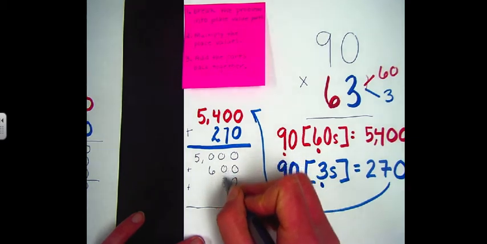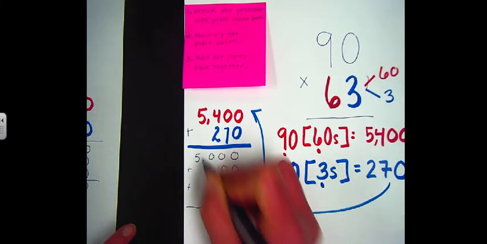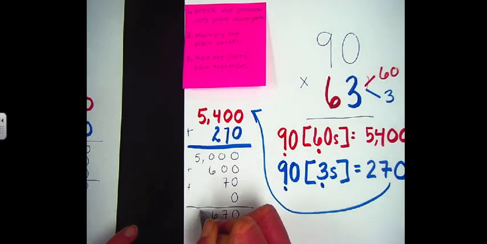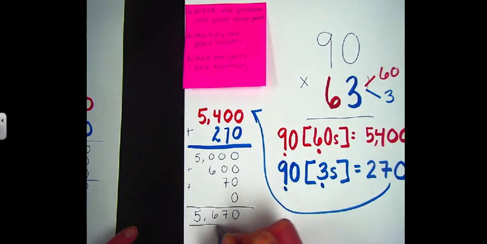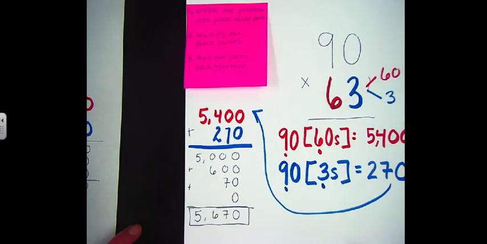7 in my tens place, a 6 in my hundreds place, my comma. So my total final answer, Mrs. G, is 5,670. That is the product of 90 times 63.